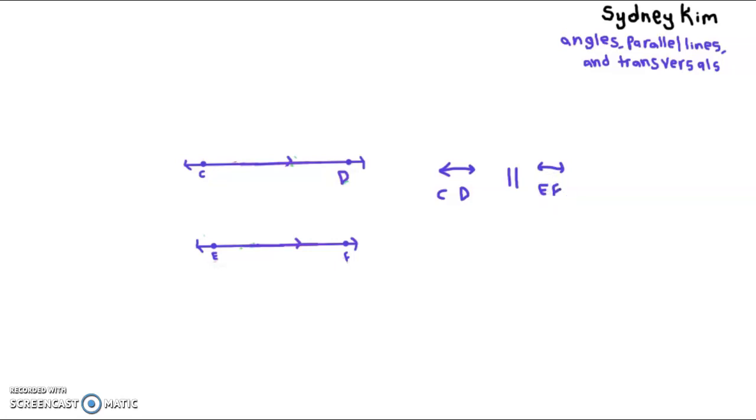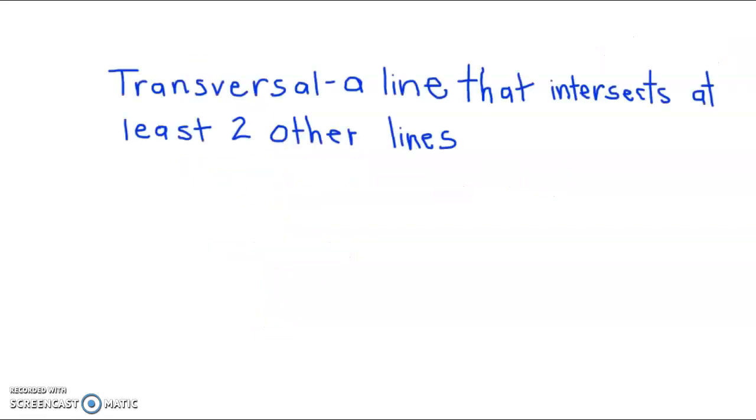Now we're going to say there's a line that intersects these parallel lines. This is a transversal, and we'll label this L. A transversal is a line that intersects at least two other lines.